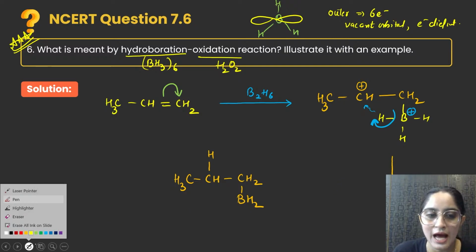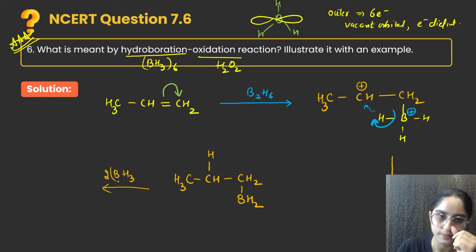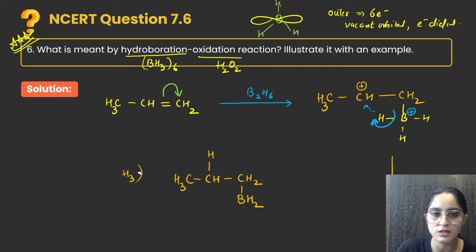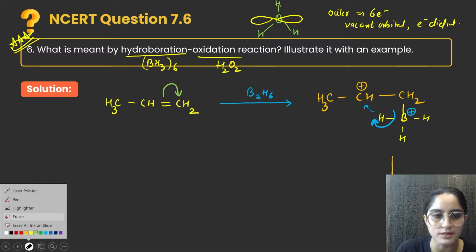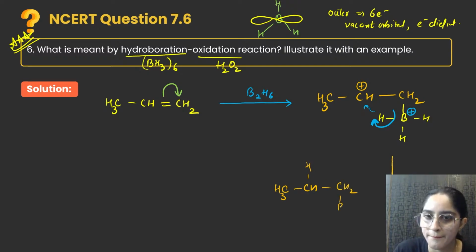Now, I am going to do the same process again, twice. I'm again going to add BH3 two times, right? When I added the BH3 one time, what exactly will happen? Okay, you see this. What exactly will happen? Okay, I need more space here. It will be CH3, CH, H, and this is CH2, BH2, right?